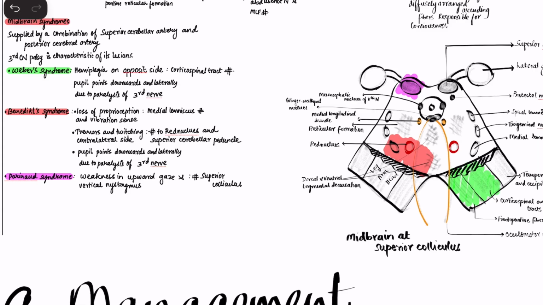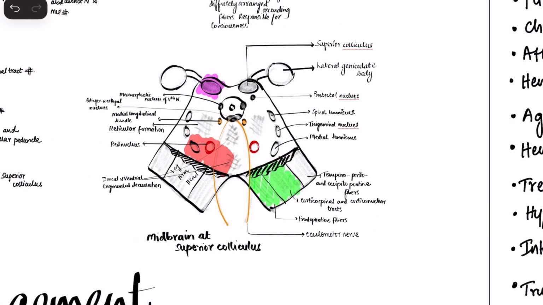And then there is Parinaud syndrome. Now, Parinaud syndrome usually occurs if there is compression of the superior colliculus, especially from behind. So this leads to weakness in upper gaze and vertical nystagmus, and this is because of the superior colliculus damage.